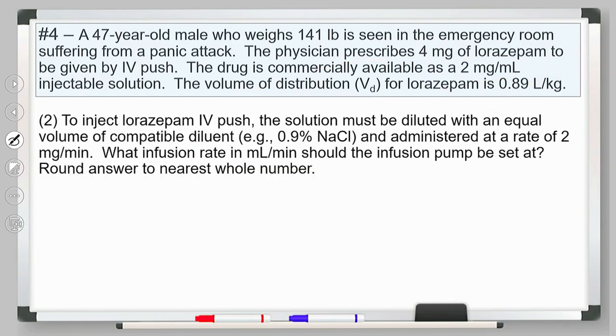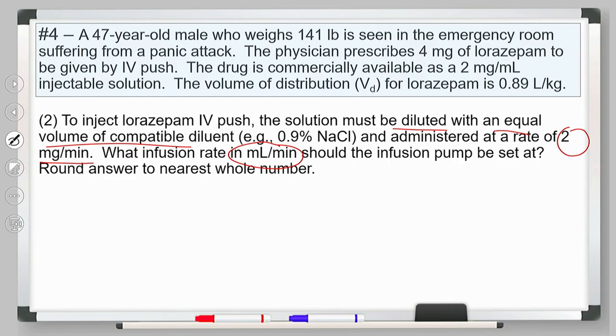Easy breezy. Now this is where it gets a little bit weird, because you can't just inject the solution by itself. The instructions are to dilute it with an equal volume of compatible diluent. So we'll just say sodium chloride. We cannot just inject our 2 milliliters. We need to dilute it with an equal volume of the sodium chloride and administer it at 2 milligrams per minute. So what I want you to do here, and I'll give you a minute to do that, is convert 2 milligrams per minute, which is an infusion rate, into mL per minute. So instead of milligrams, we need to convert the rate to milliliters.